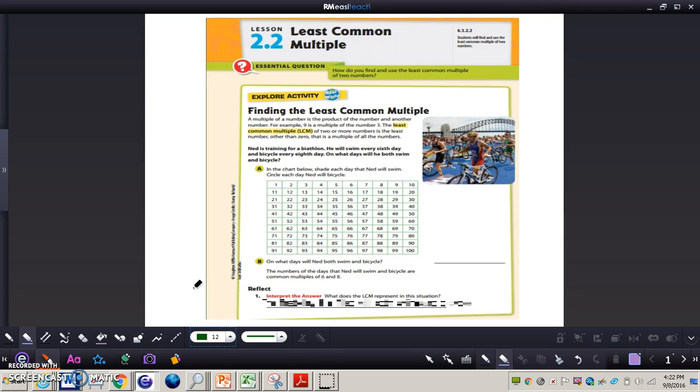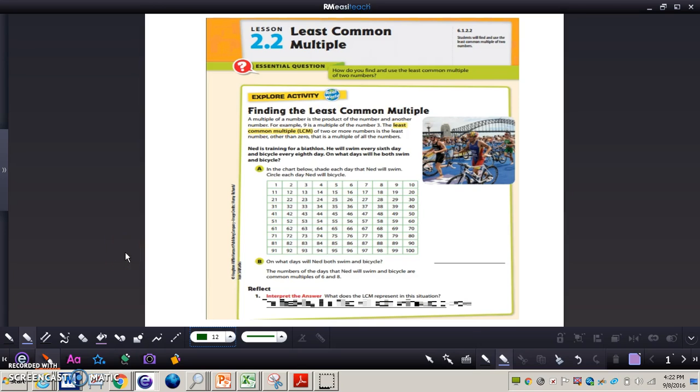So finding the least common multiple, let's look at what that is. A multiple of a number is the product of the number and another number. For example, 9 is a multiple of the number 3. The least common multiple, LCM, of two or more numbers is the least number other than 0 that is a multiple of all the numbers. So let's take a look at what this looks like.